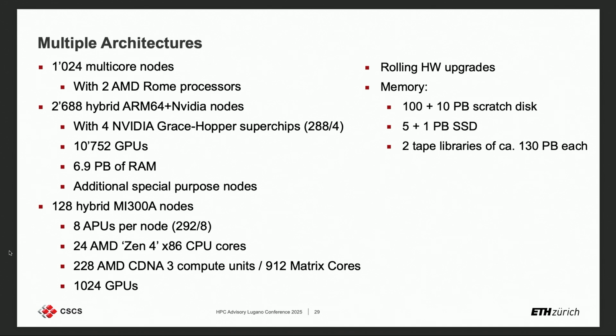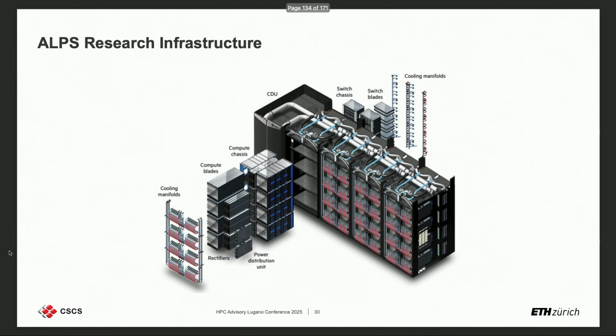So it has multiple architectures. It has 1,024 multi-core nodes with 2 AMD Rome processors. What's important for us in this conversation is that it has 2,688 hybrid ARM64 and Nvidia nodes, which with 4 Nvidia Grace Hopper superchips per node comes out to about 10,752 GPUs, so it's a pretty large system. It has 6.9 petabytes of RAM and some additional special purpose nodes. And of course, finally, there are 128 hybrid MI300A nodes, which we will not get into here because it is an NVIDIA GPU specific talk.